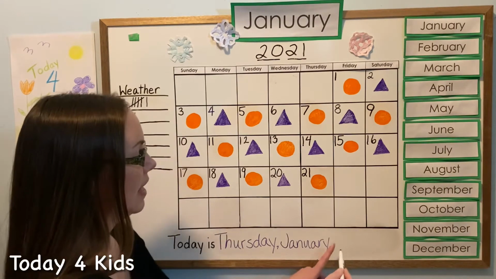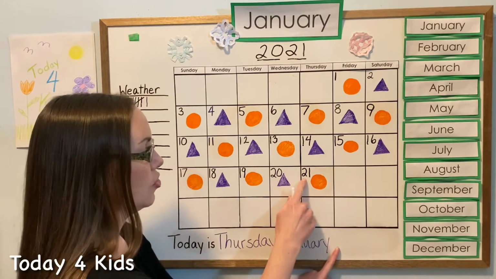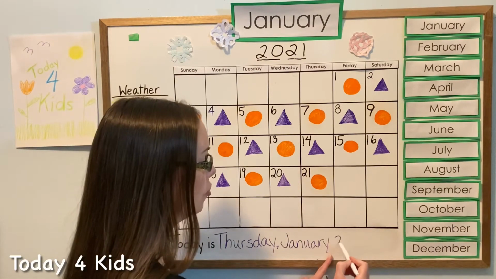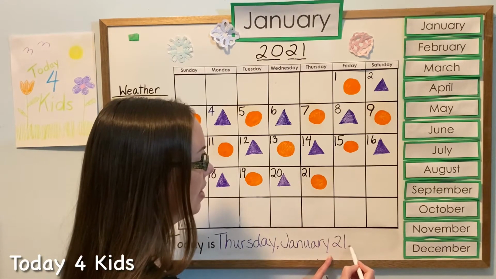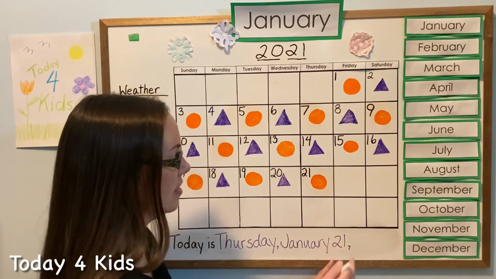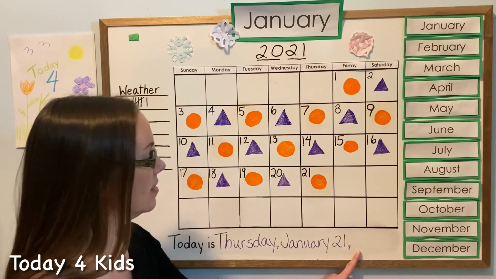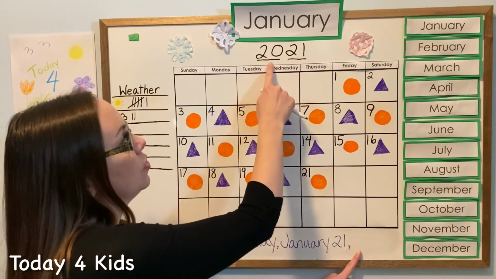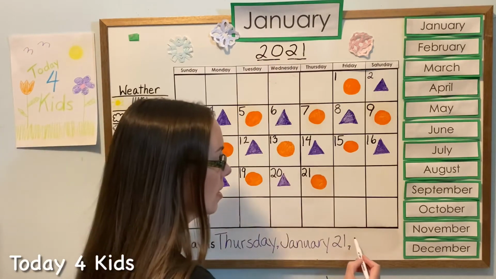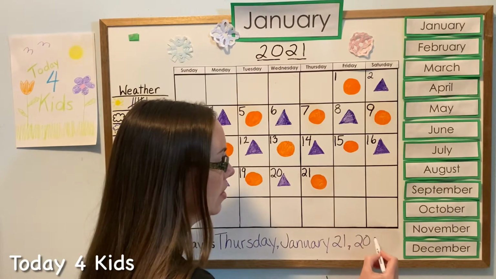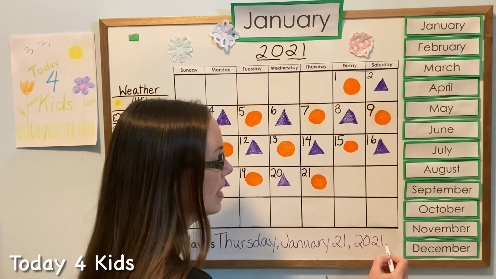A-N-U-A-R-Y. And then we put the number of the day, which is 21. So we'll put a 2, 1, and then a comma because we want to pause there before we say the next thing in the sentence. And that is the year, 2021. So 2, 0, 2, 1, and then a period.